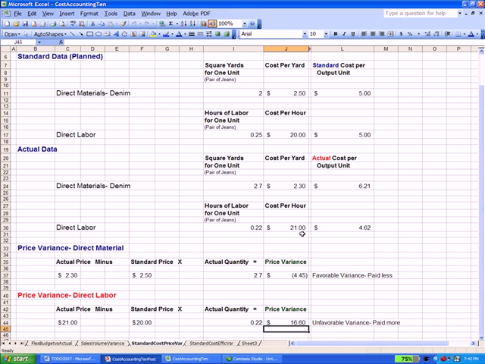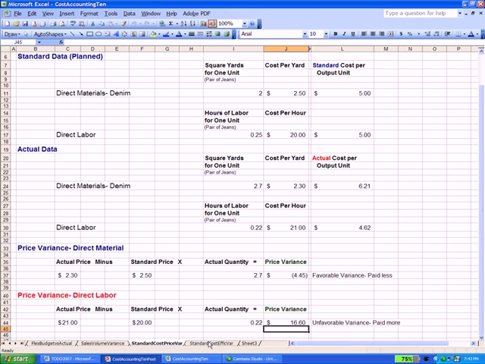On the other hand, for labor, we actually paid a labor price of $21 an hour. We expected to pay a labor price of $20. Our actual quantity, we used a little less in labor than we expected, 0.22 instead of 0.25 hours. So we have an unfavorable variance because the higher wage rate had a bigger impact than saving a little time. So we had an unfavorable direct labor variance. These are the two variances that deal with the differences in price.